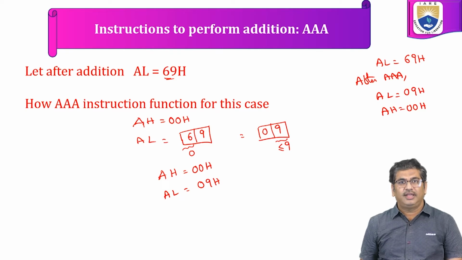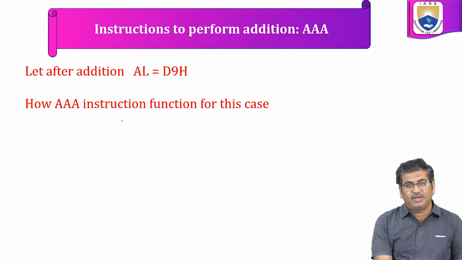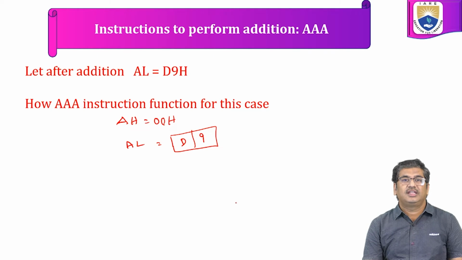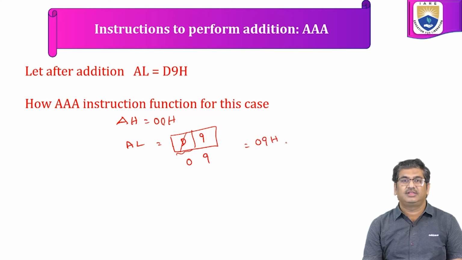Now I will take a third example, where assuming the result after addition in the AL register is D9H. As per the AAA instruction, the first step is to clear the AH register, so AH is equal to 00H. Next, for the AL register, we have to clear the upper nibble. In this case, the upper nibble is D, so this will be cleared to 0. So now we get 09H as the AL register.